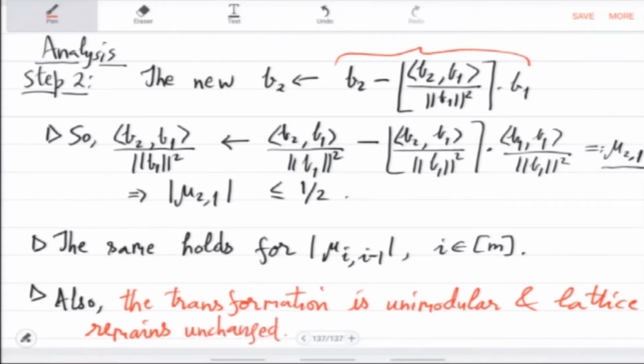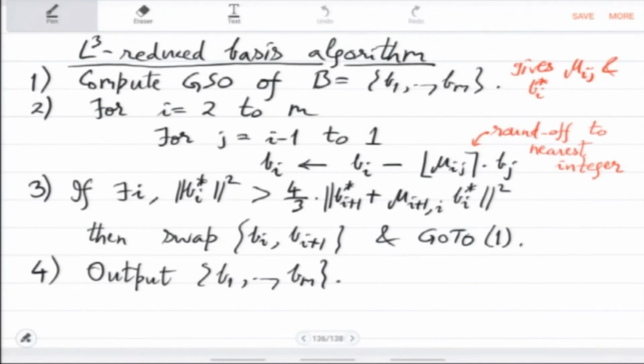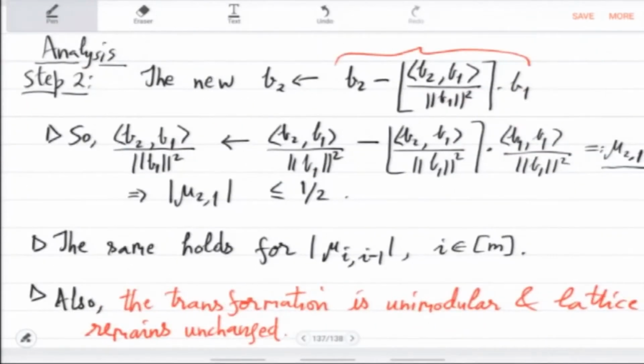Okay, so the lattice remains unchanged after this transformation. So step 2 is good, we understand that. What is step 3? Now in step 3 what you did is, if this reduced basis condition is violated, so this LHS is bigger than RHS, then you will swap the two vectors and you will repeat the algorithm, go to step 1.